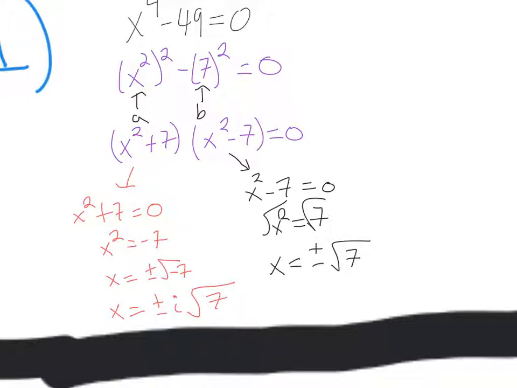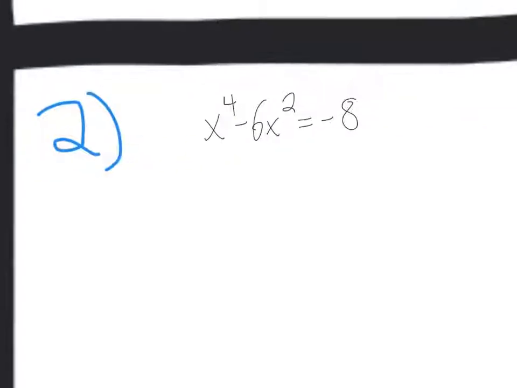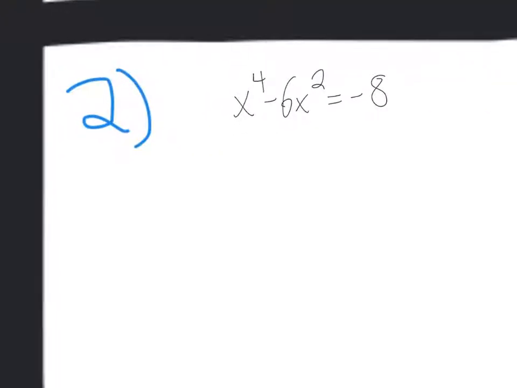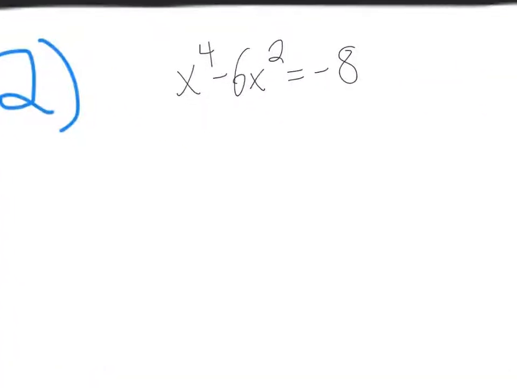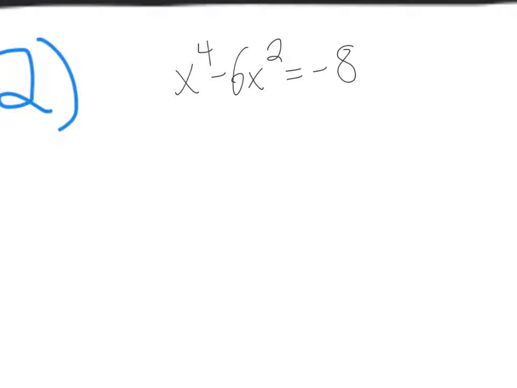Alright, let's check out another example. Let's try number 2: x to the 4th minus 6x squared equals negative 8. This one is not all set equal to 0, so I'm going to move that negative 8 over to the left hand side of the equation. There we go, that's a little bit better.